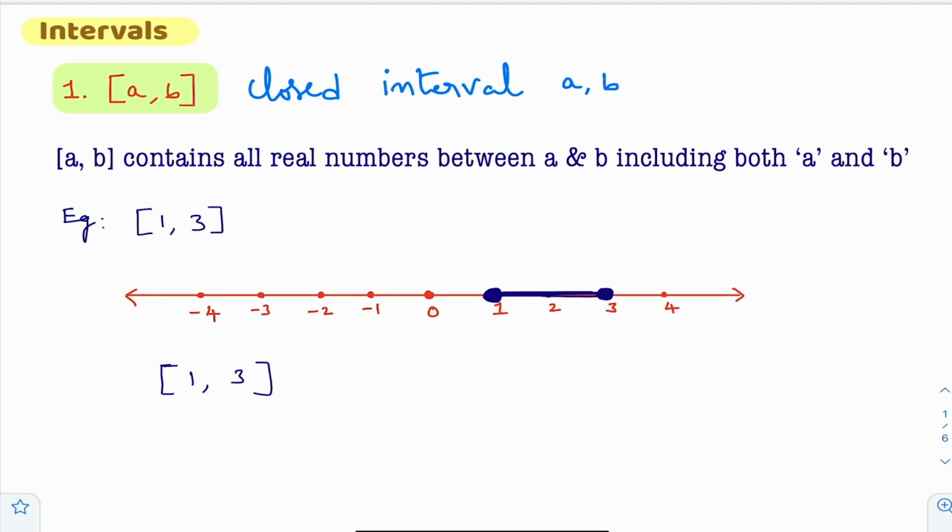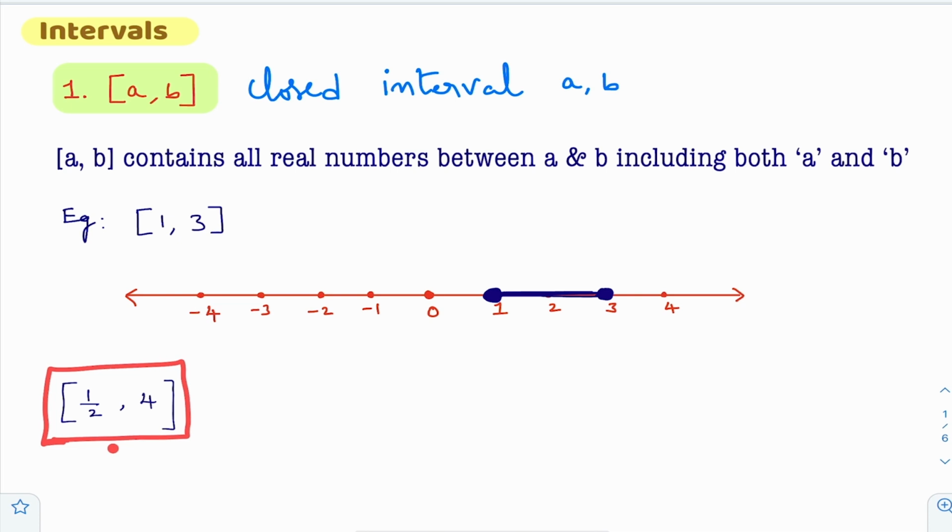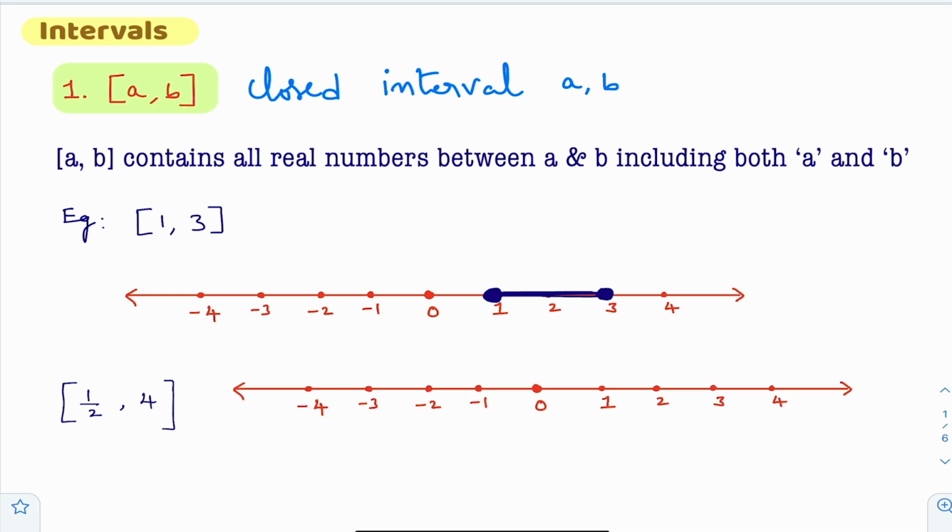Another example I'll take. How to read this, that also you need to understand. The closed interval 1 by 2 comma 4. What does this interval contain? You mark this on the number line. See here, 1 by 2. 1 by 2 means what? 0.5. Here 0.5 will be there.